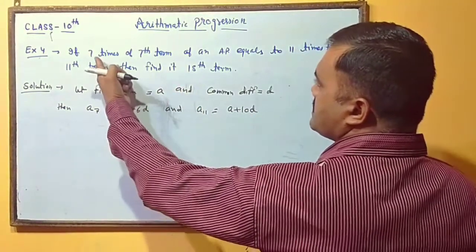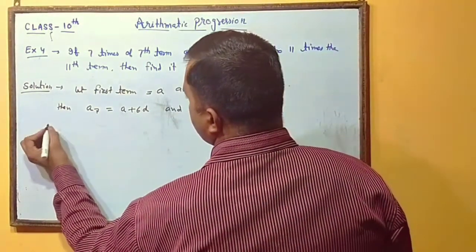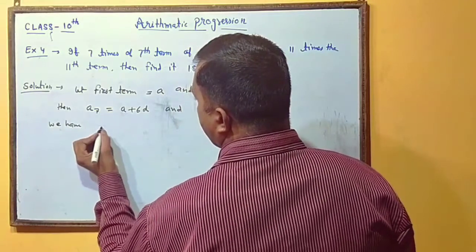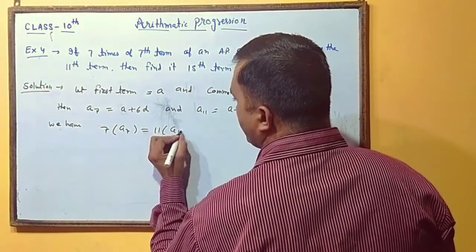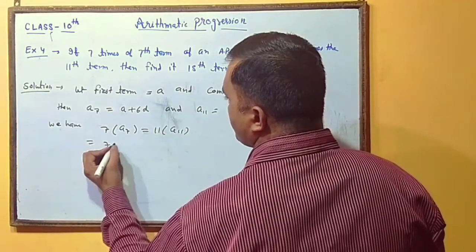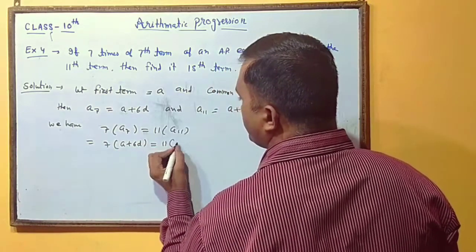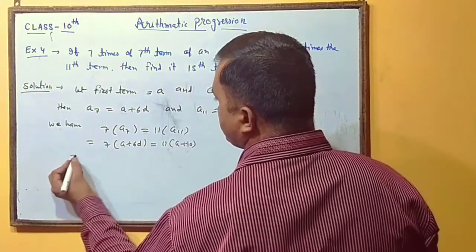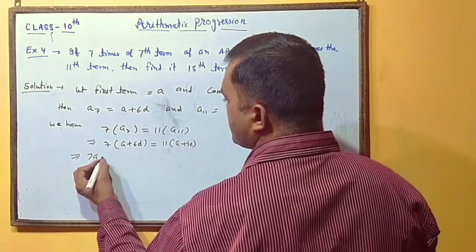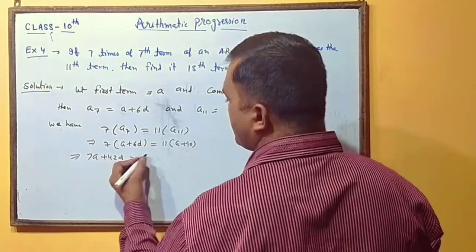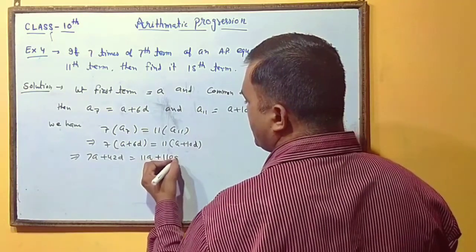Now let us see the condition. 7 times the 7th term is 11 times the 11th term. So we have 7 into a7 is equal to 11 into a11. So 7 into a plus 6d is equal to 11 into a plus 10d. Let us see what we get. 7a, 7 6s are 42d, 11a, 11 10s are 110d.